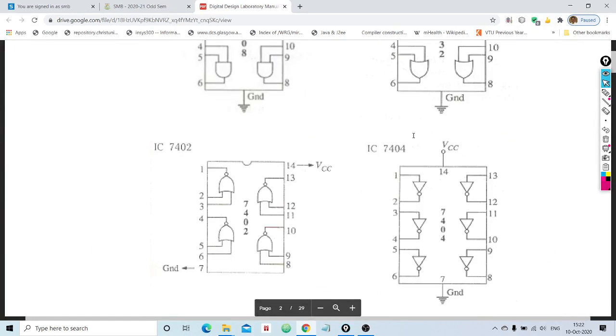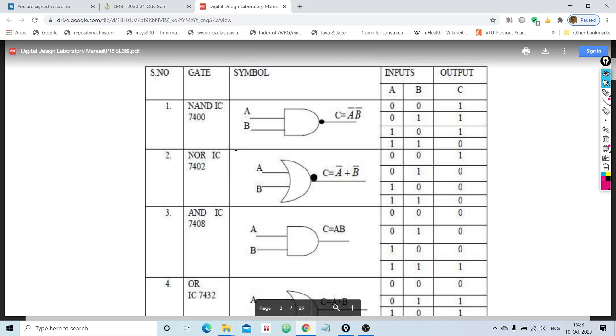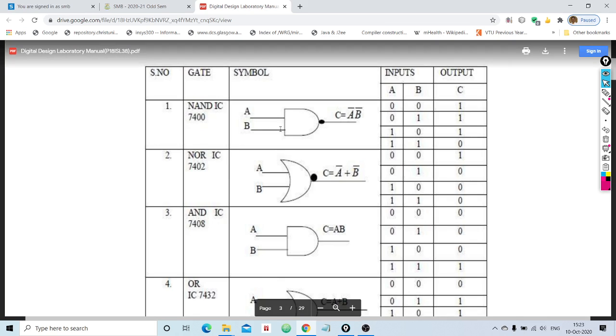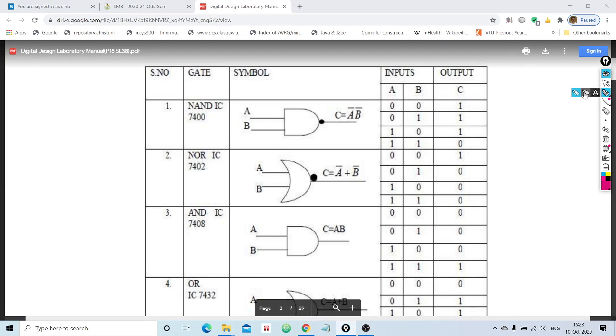Before coming to pin diagrams, we shall go through the logic symbol or Boolean expression and the truth table of the respective gates. As I said, we shall start with the NAND gate first, whose IC number is 7400. As I said, 7400 is the IC number for the 2 input bit NAND gate. Clear? 2 input bit NAND gate.